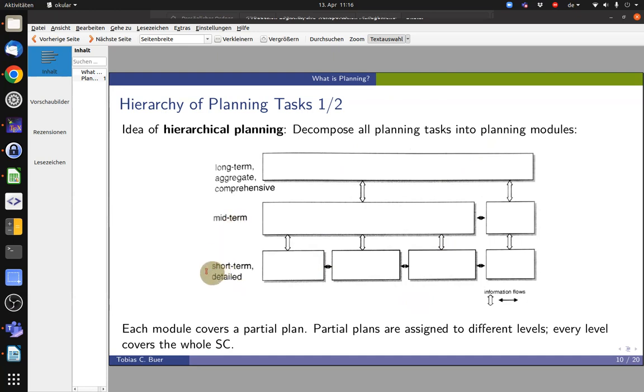We have some midterm planning, and we have some short-term planning. Have a look at these arrows. These arrows signal some exchange of information, from the long-term level to the midterm level, and in the opposite direction, from the midterm to the short-term level. And we also have on the horizontal level some exchange of information between these different modules. This exchange of information helps us to coordinate the plans.